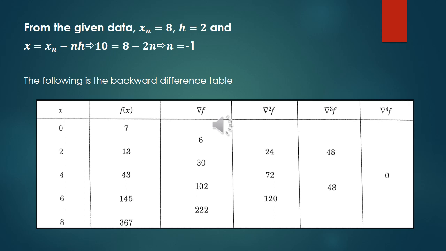Then the following table is the construction of backward differences. The first two columns are x and f of x values. Then the backward differences: 13 minus 7, 6; 43 minus 13, 30; 145 minus 43, 102; 367 minus 145, 222. Then del square y, del cube y and del raised to 4y are the same as in the last table.